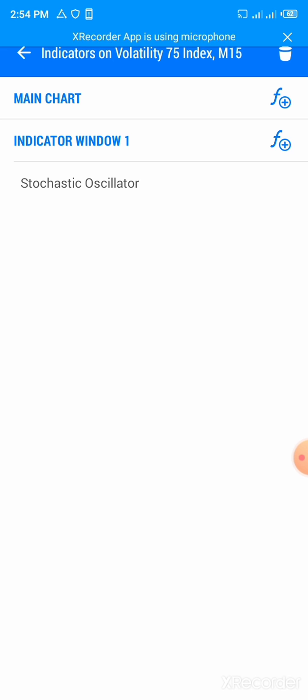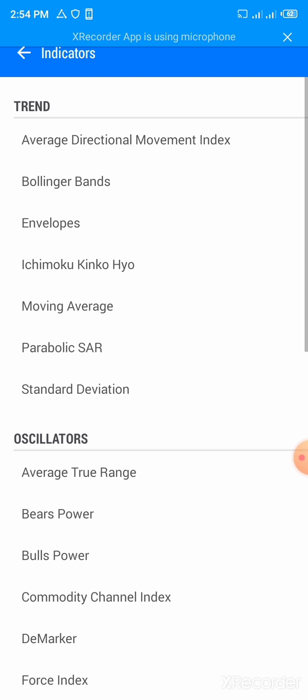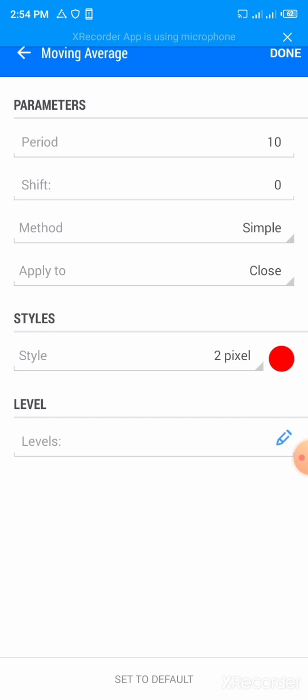You go back in the same indicator window. Some people make this mistake. Same indicator window, you tap on this place, the F plus. You look for moving average. This is the second one you're about to use. Moving average. You tap on it.